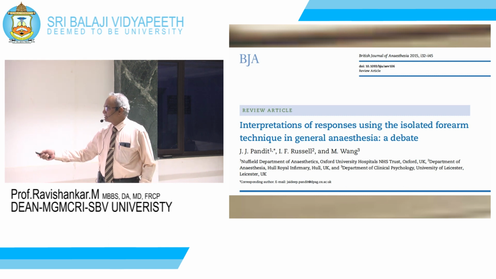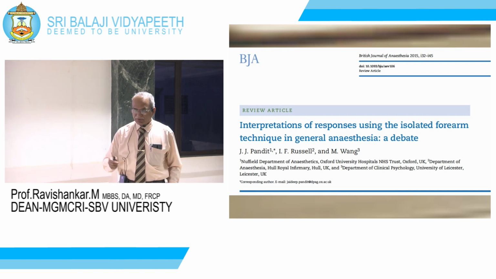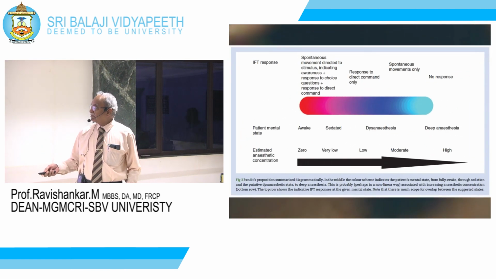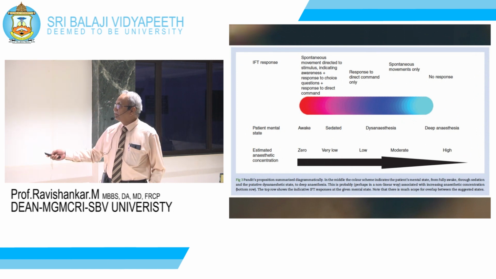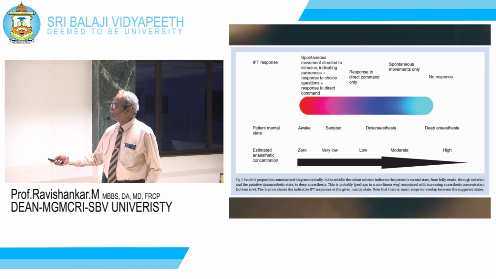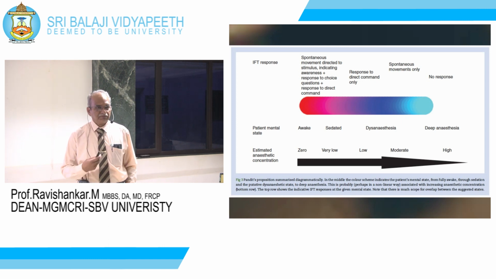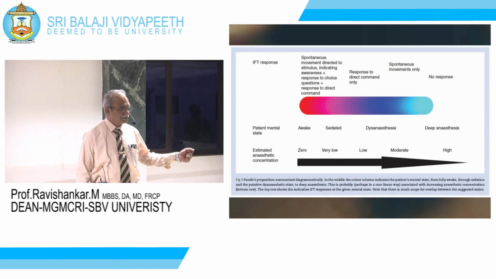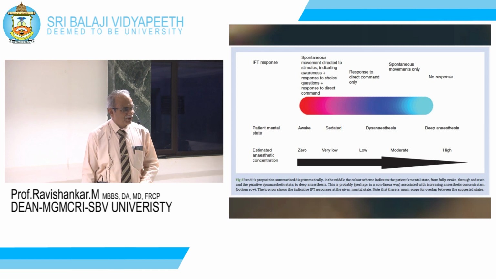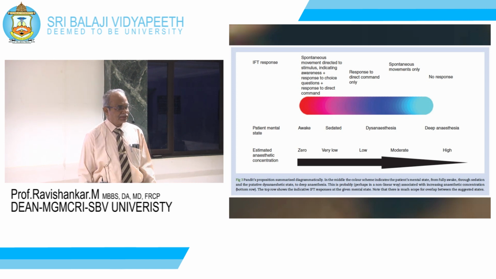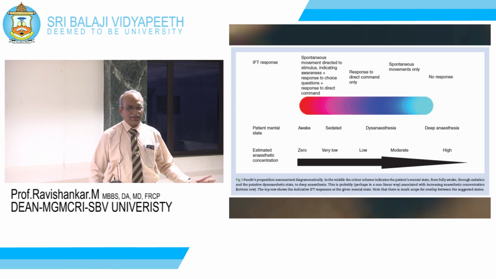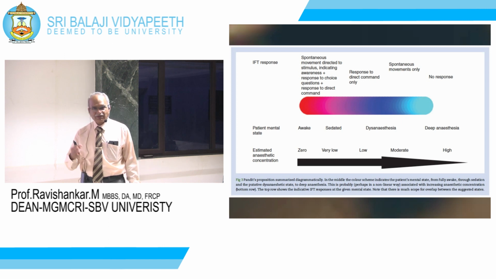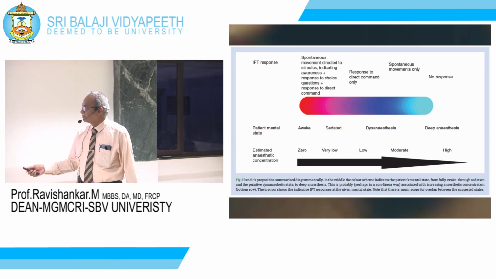So this is a review article on the interpretation of responses to the isolated forearm technique. IFT response: spontaneous movement detected, directed to the stimulus, indicating awareness. That is, when you make an incision, the hand automatically comes up like this. Have you noticed it sometimes, when you thought the patient was adequately anesthetized, and then you give something more, or you paralyze and stop that? What exactly will you have to do? You'll have to decipher what to do now, not just give a relaxant.